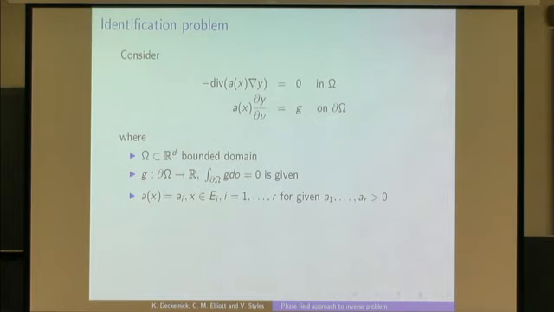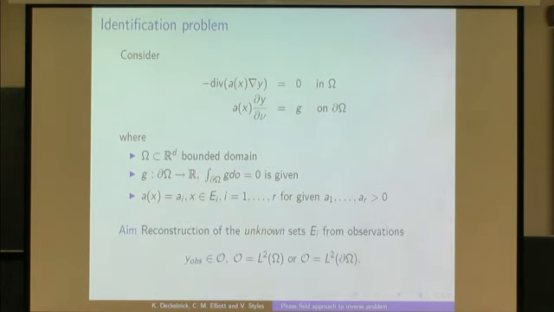Our main assumption in this situation is that the diffusion coefficient a is assumed to be piecewise constant. These constants are denoted by a_1 up to a_R. They are positive and given, but what we don't know is the set E_i, where these constants are attained. So we assume that these are unknowns in our problem, and what we would like to do is to reconstruct the sets E_i from given observations.